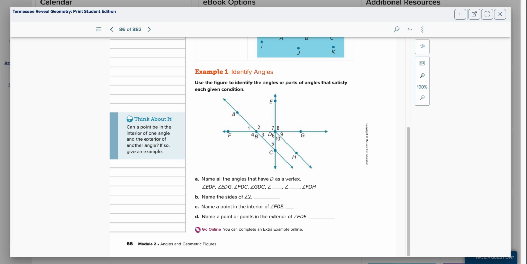FDC, let's see, F to D to C, that would be angle 6. GDC, so G to D to C, that would be the 9-10 combo that I mentioned earlier. Then FDH, that would be the 6-10 combo. So 6 and 10 combined make that obtuse FDH, and we'll learn what obtuse means later on.